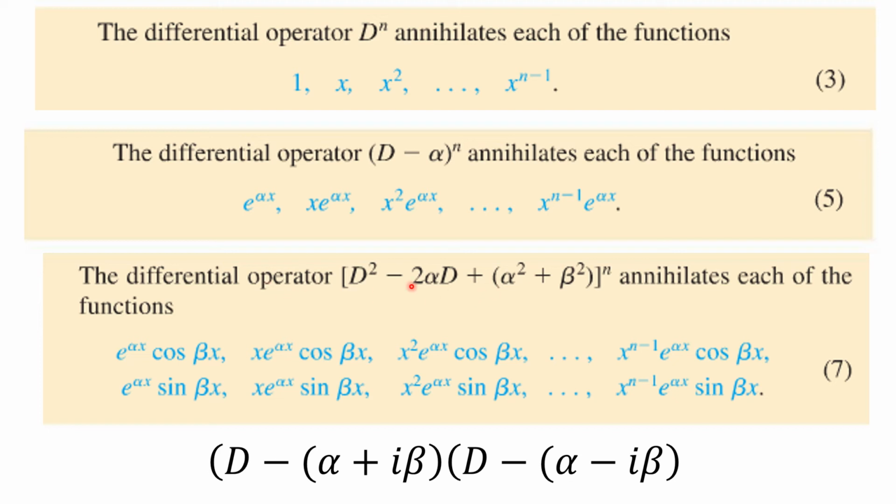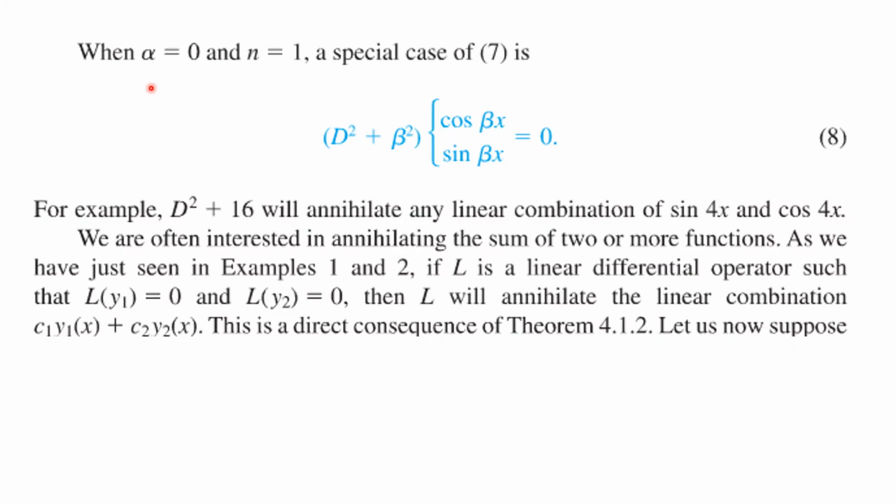And the differential operator shown here, and notice it's being raised to the nth power, D squared minus 2 alpha D plus alpha squared plus beta squared, really is the factoring of D minus z and D minus the complex conjugate of z. Think about that and you'll see. But this operator, raised to the nth power, annihilates all of these functions. And a special case is D squared plus beta squared, which annihilates both of those.